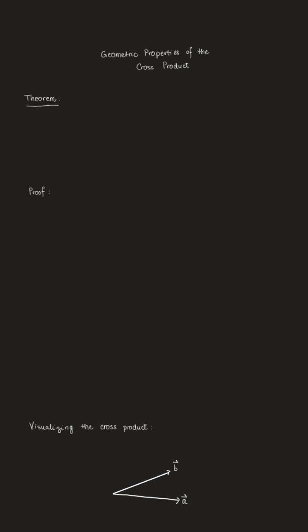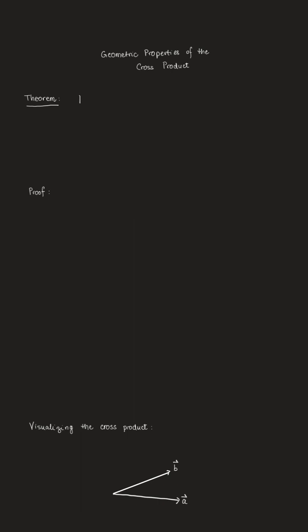In this video, we're going to explore one specific property of the cross product that helps us understand how the cross product is related to the two vectors whose product we're finding. So we have a theorem that tells us the following.